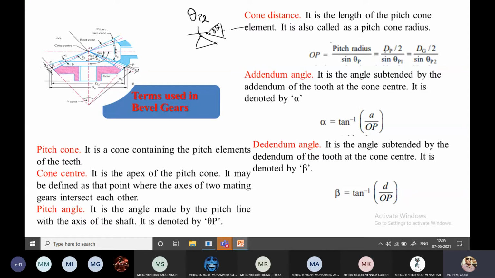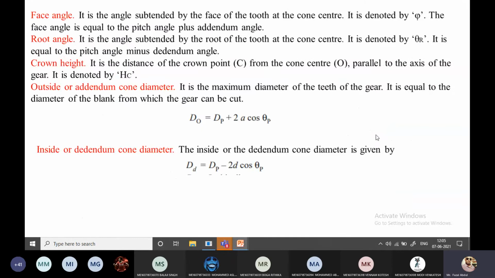Pitch diameter, pitch circle diameter of the pinion by 2 by sine pitch angle. So see here, this is for the pinion, so we have to write number 1. So this is for the gear, you have to write number 2. Addendum angle, dedendum angle, face angle, it is the angle subtended by the face of the tooth at the cone center, and the root angle is nothing but the angle subtended by the root of the tooth at the cone center. So see here, the notations are important here.